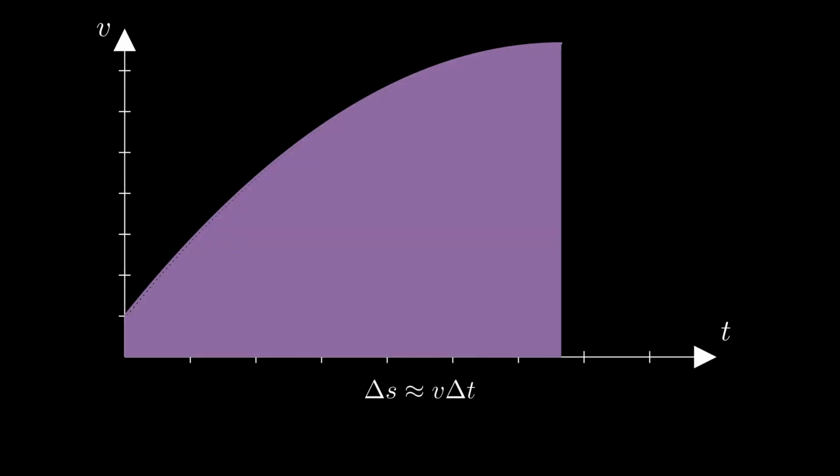And since each of the bars represent an area under the graph, which is equal to the change in displacement, if we add up all these small areas, we're going to end up eventually with the total displacement, which is equal to the area under the velocity time graph.